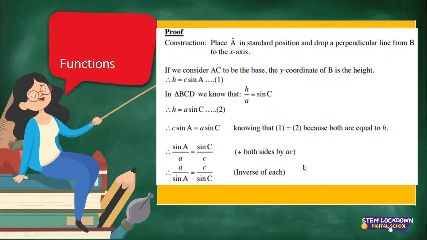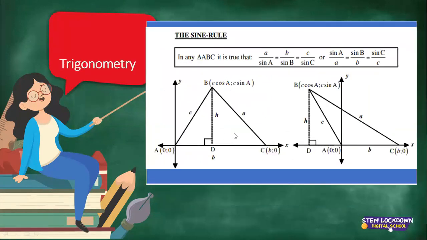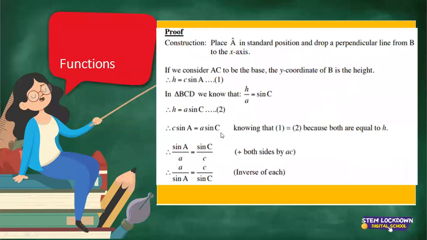Because the H is the same in both cases, for both triangles, the right one and the left one, you can equate C sine A to A sine C, because both of them are equal to H. You understand? For this triangle, H equals C sine A. For this other triangle, H equals A sine C. So both are equal, so we can equate the two together. C sine A equals A sine C.